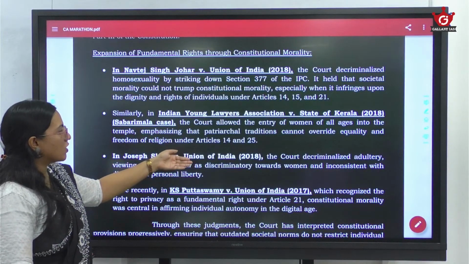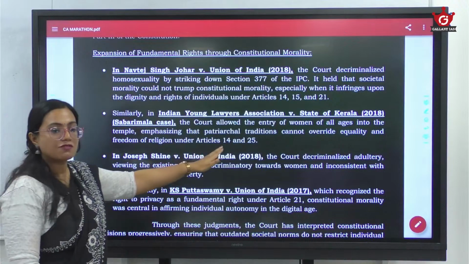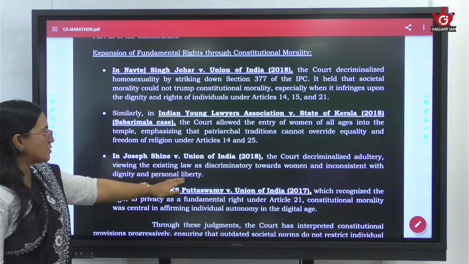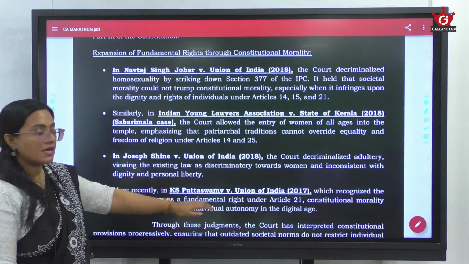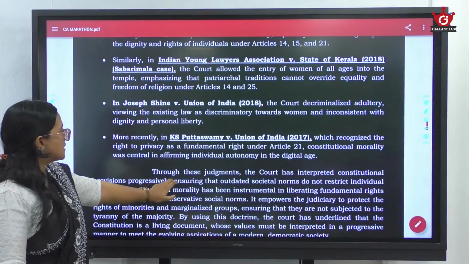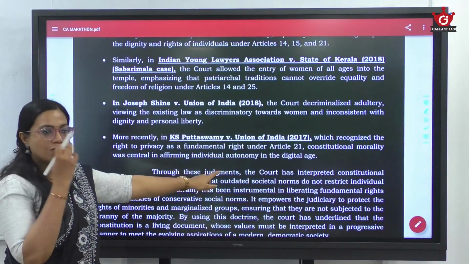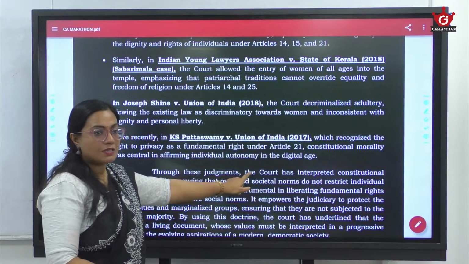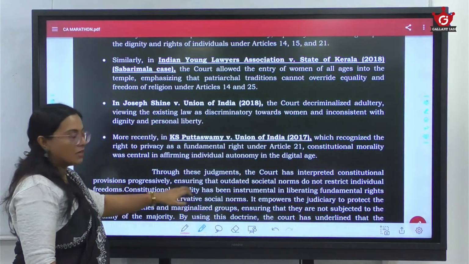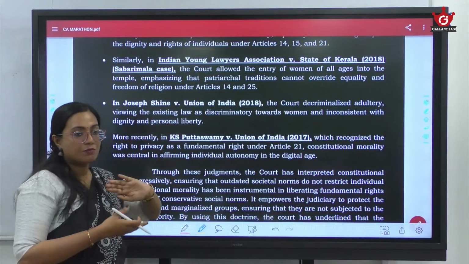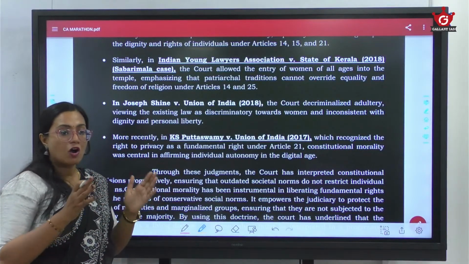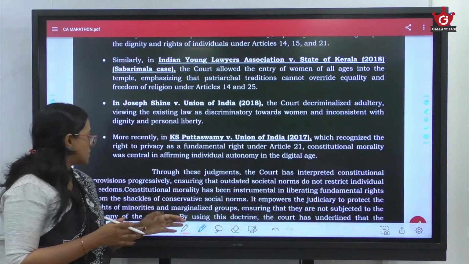Indian Young Lawyers Association vs. State of Kerala. Article 14, right to equality. Article 25, right to freedom of religion. In Joseph Shine vs. Union of India, which decriminalized adultery, Article 21. Okay. More recently, in the Puttaswamy case, Puttaswamy vs. Union of India, the right to privacy became a fundamental right under this judgment. So, how did it affect it? Okay. So the answer should be supported with cases, because the question itself is asking in the context of recent judgments.